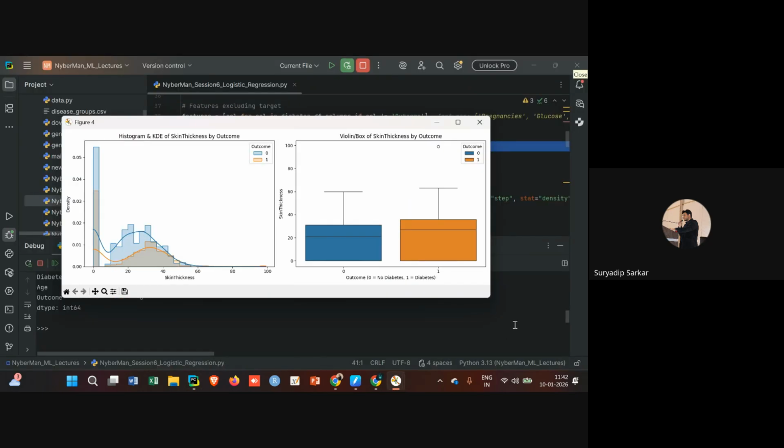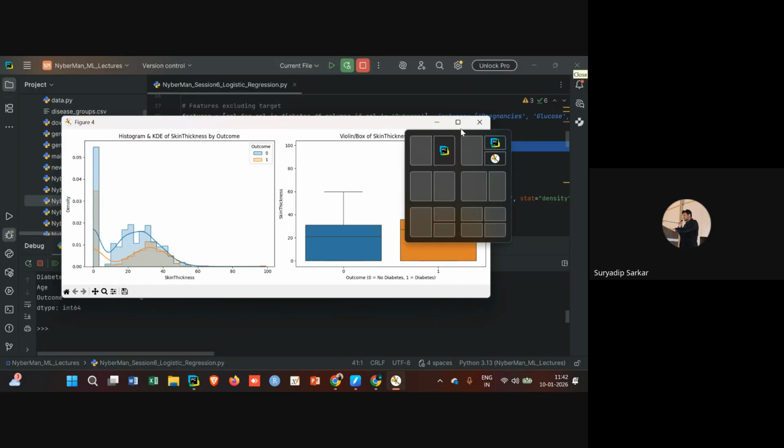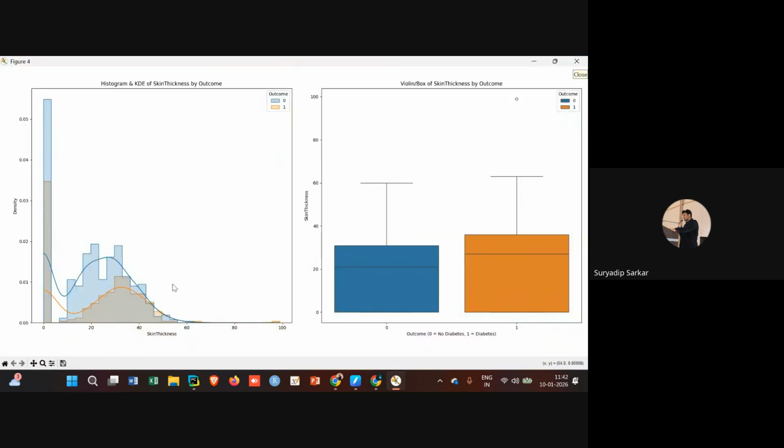Okay, so we have figure 4 here. Now this is again skin thickness. So even for skin thickness, you can see that the distribution of the diabetic people falls completely within the distribution of the non-diabetic people. So this is also a very coinciding plot, not too much of a difference, right? So skin thickness again is not too much of a contributing variable towards the diabetic outcome.